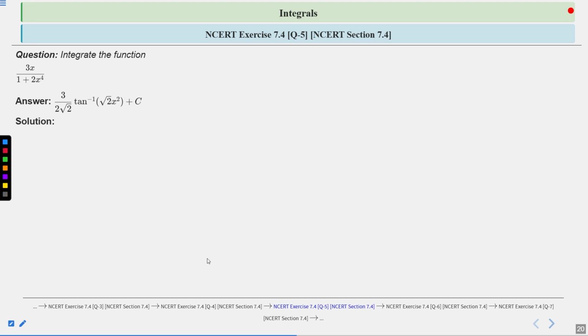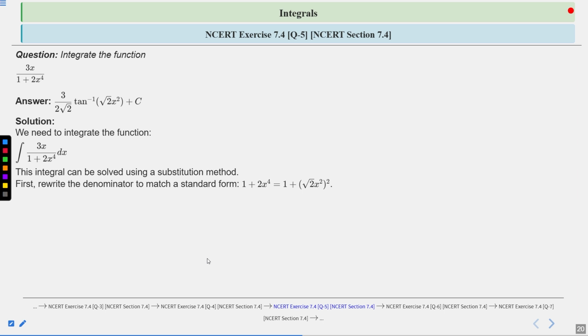Let's see the solution part. We need to integrate the function, which is the integral of 3x upon 1 plus 2x to the power 4 dx. This integral can be solved using a substitution method.